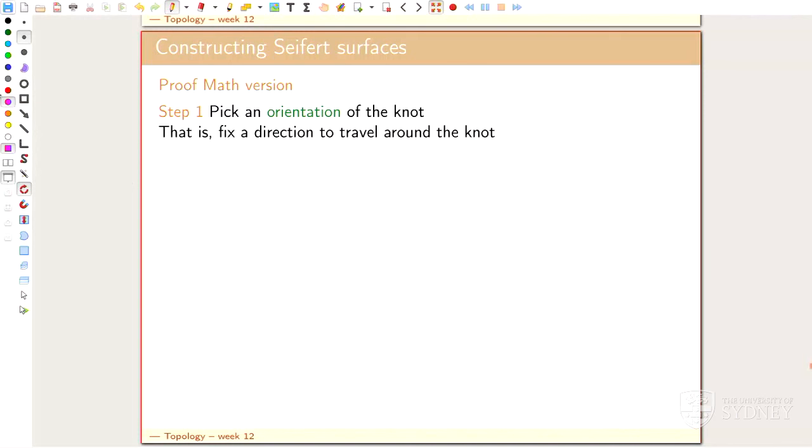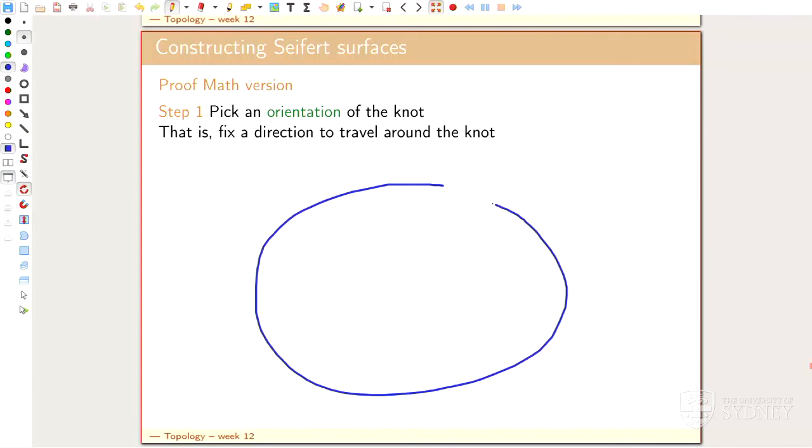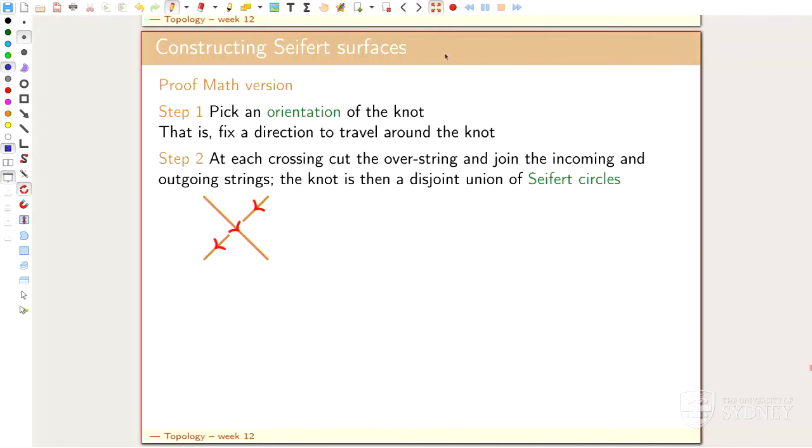So let me just do it. If you have a knot, that's not a very interesting knot, but anyway, you put a traveling orientation, and you follow that traveling orientation. You can do whatever you want as orientation. Just fix the direction of travel. Now you need this because of the following. At each crossing, the crossings are the interesting ones, there will be some orientation, so there will be something like this. And you use this to reconnect the strings.